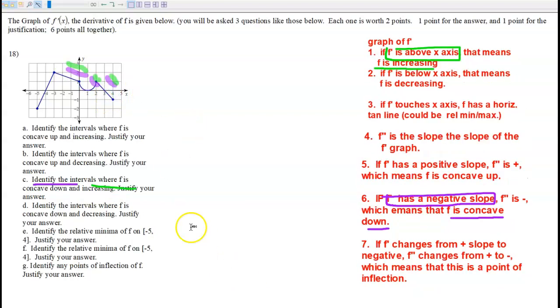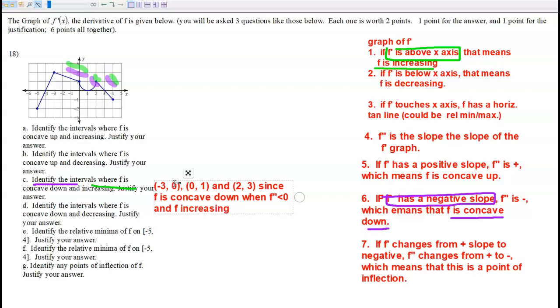So final answer for part C then is going to be the interval from -3 to 0, from 0 to 1, and the interval from 2 to 3, since f is concave down when f double prime is less than 0, and f is increasing when f prime is greater than 0. And so that would be our answer to part C.